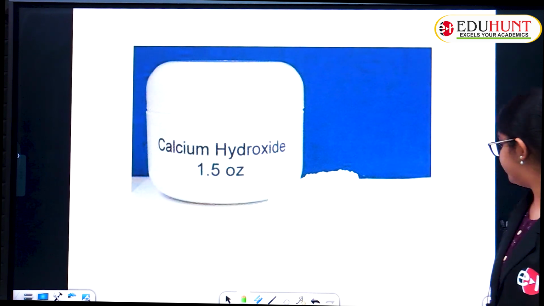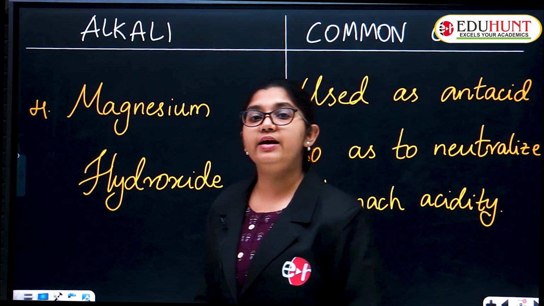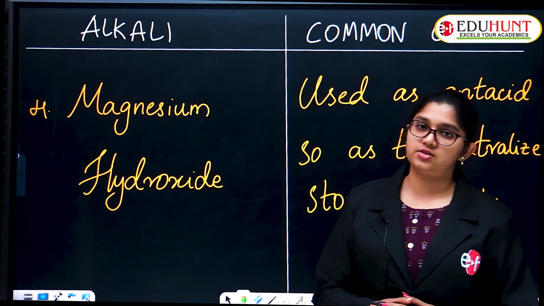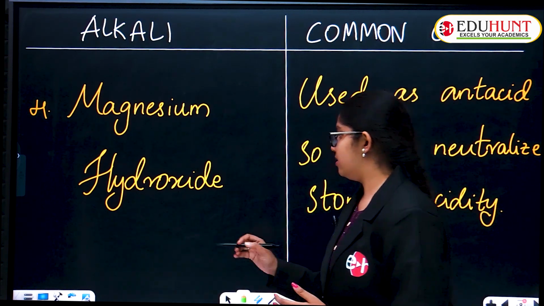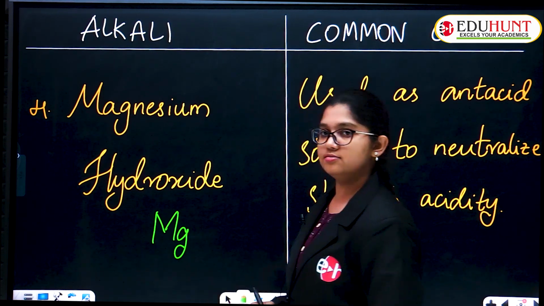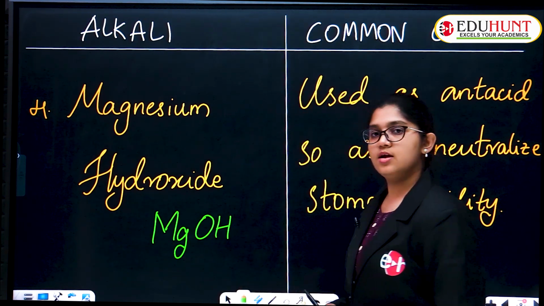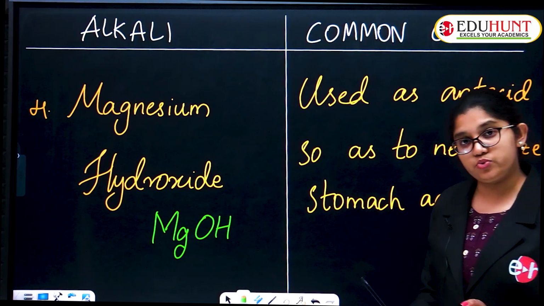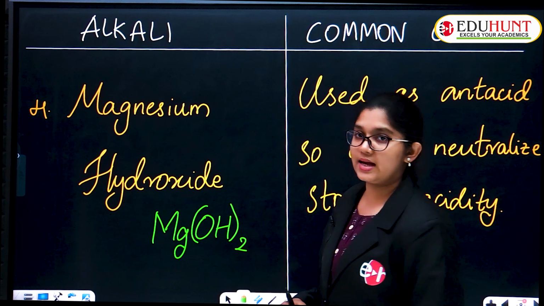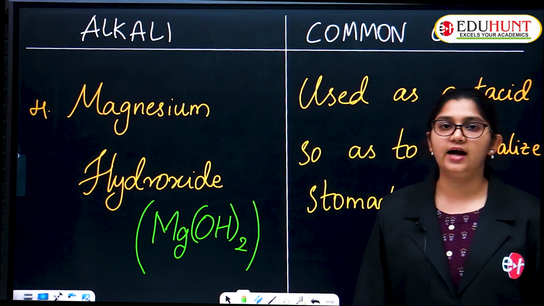Okay. Now, the fourth alkali is magnesium hydroxide. Once again, magnesium hydroxide. Come to the formula. Magnesium, formula Mg, hydroxide, OH. Magnesium also belongs to group 2, so the valency will be 2. We have to write OH twice. Okay, this is the chemical formula for magnesium hydroxide.